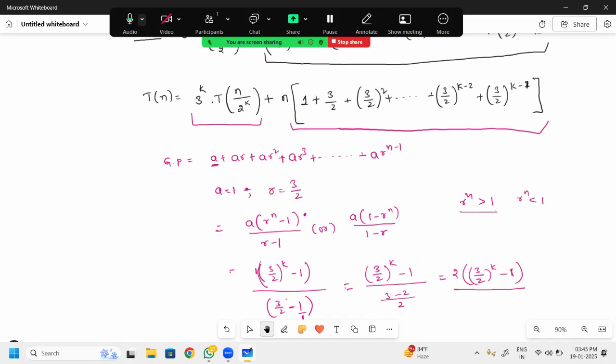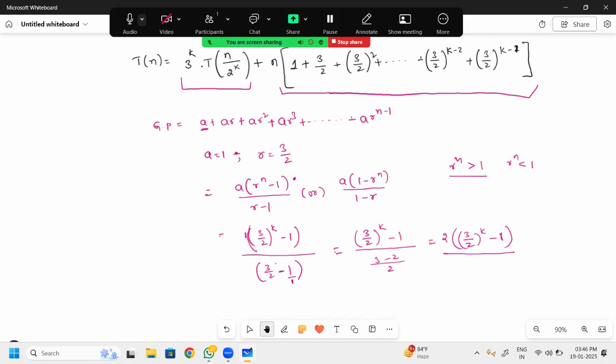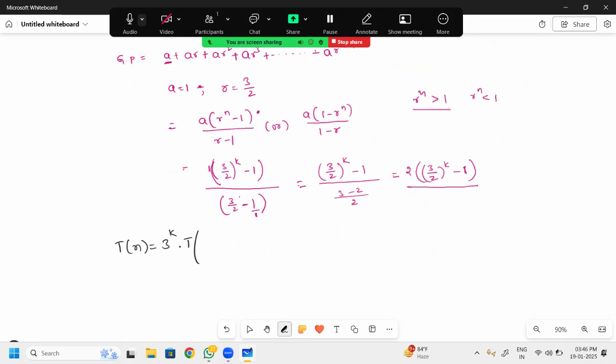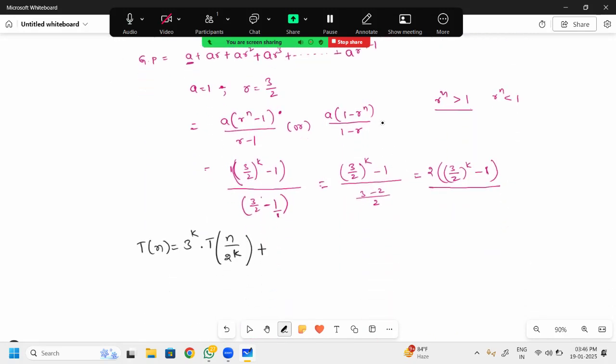Now I am going to substitute this value at this place. Let us see how it will be converted. So T(n) is equal to 3^k into T(n/2^k), plus n into this equation, 2 into (3/2)^(k-1), right?